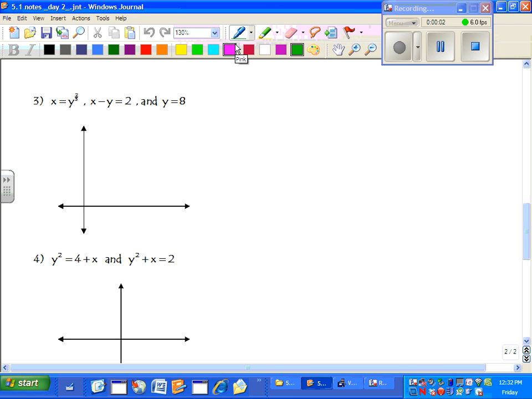All right, for number 3, again, in order to get a graph, we're going to have to solve this one for y. And to get rid of this exponent here, we're going to have to raise it to the reciprocal. Because when we have an exponent raised to an exponent, we multiply those, and that's just going to give us y.